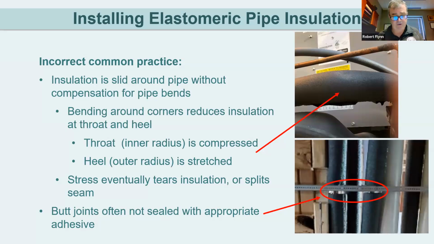And so this is a real quick look at installing elastomeric pipe insulation. You should have some kind of mitering. When it comes to doing a 90, you will have a compression and a stretching of the throat and the heel. If you slide the insulation around, stress will eventually tear the insulation, and butt joints are often not sealed with appropriate adhesive.